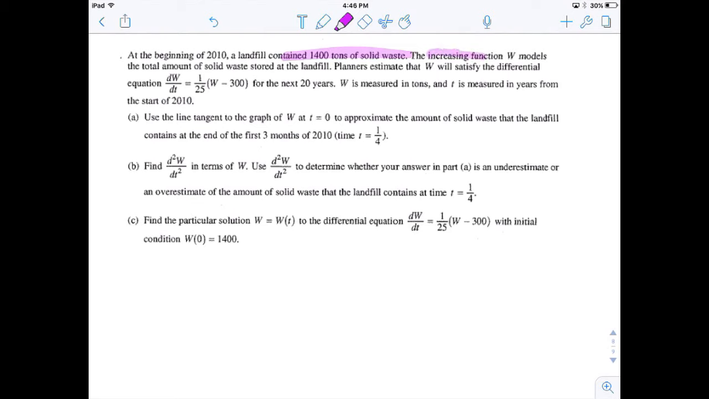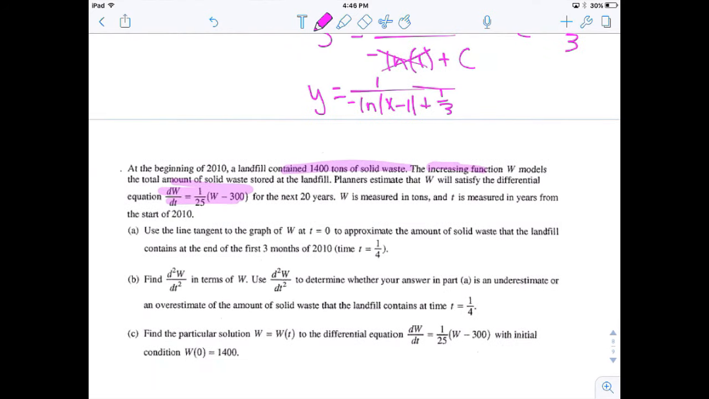So A, write a tangent line. I would say here we're pretty good, other than that we know at t equals 0 you have 1,400. As long as you can pull that out of the problem, you're just writing a tangent line, same as above. Now part B is one we didn't see above. It says find d squared W over dt squared in terms of W. That means no derivative in there. It's all got to be W's and t's.